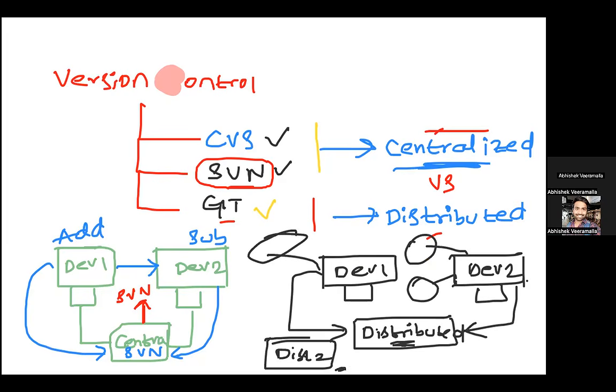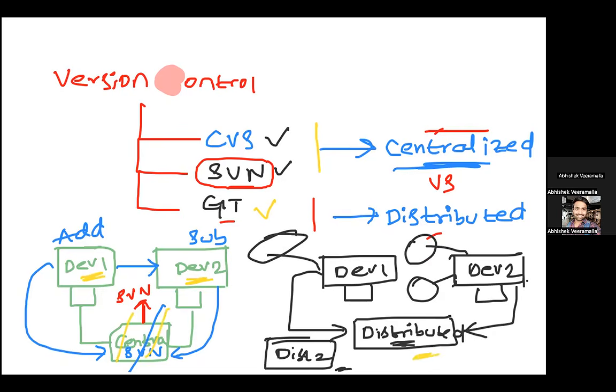Whereas in the previous example, what used to happen was, because there was only one central server, in some cases where the central system goes down for some reason, the communication between dev 1 and dev 2 is no longer existing. Okay, because they were only relying on a central system. Whereas in a distributed system, you can create multiple copies.